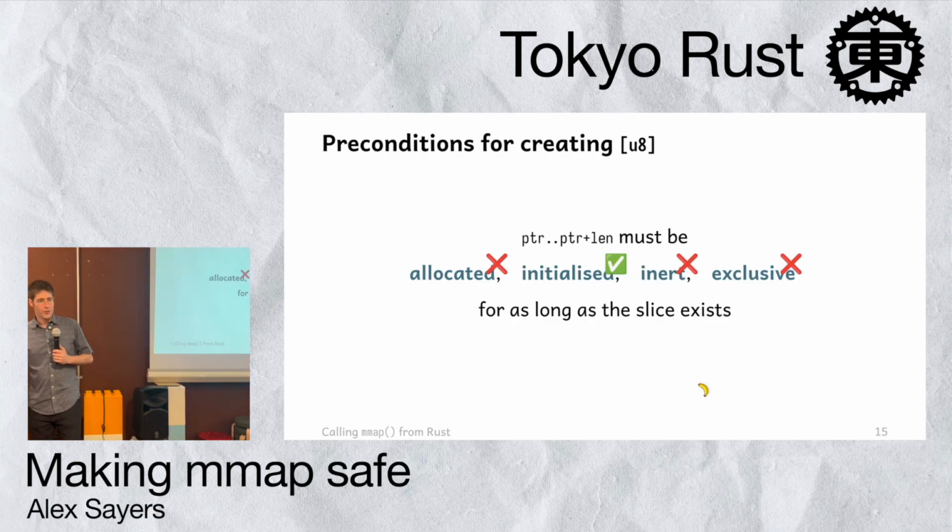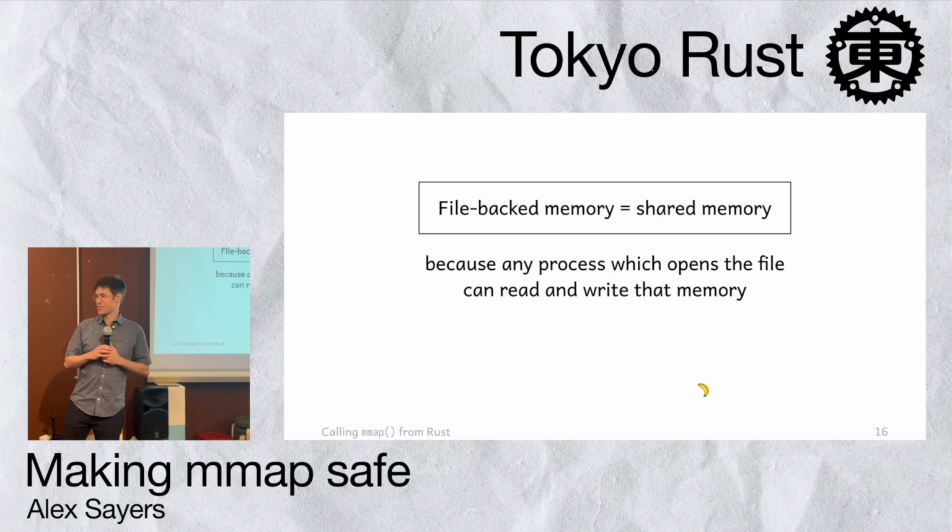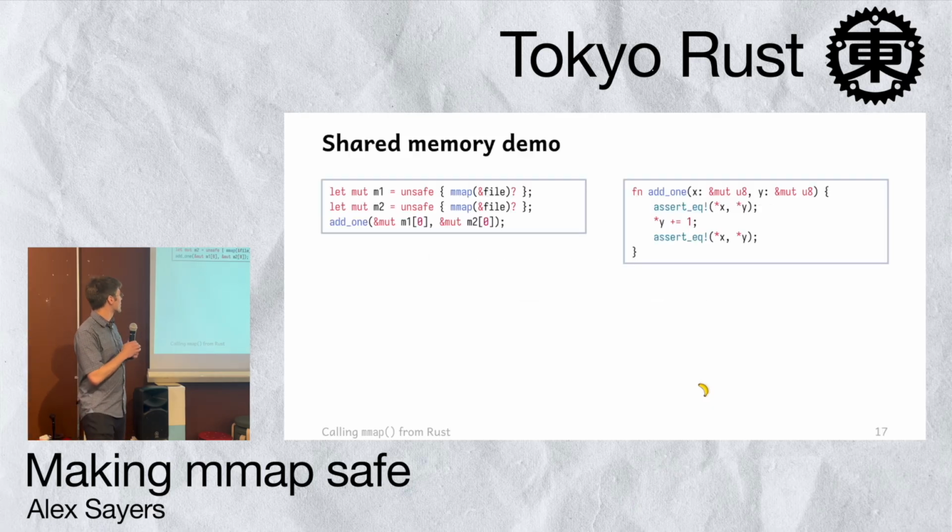So the core of the problem is that file-backed memory is shared memory, because anyone else that opens the file can see what we've written, and they can write to it themselves. They can even truncate it and deallocate it for us. And just to really illustrate the point, have a look at this. We mmap the same file twice, and then from each of these slices, we can take a mutable reference to the first byte and pass them into this function. So these two mutable references are pointing to different addresses, but those addresses are backed by the same physical byte of RAM.